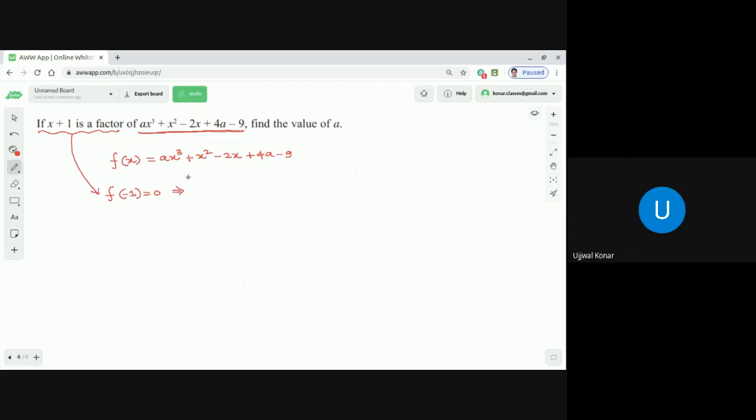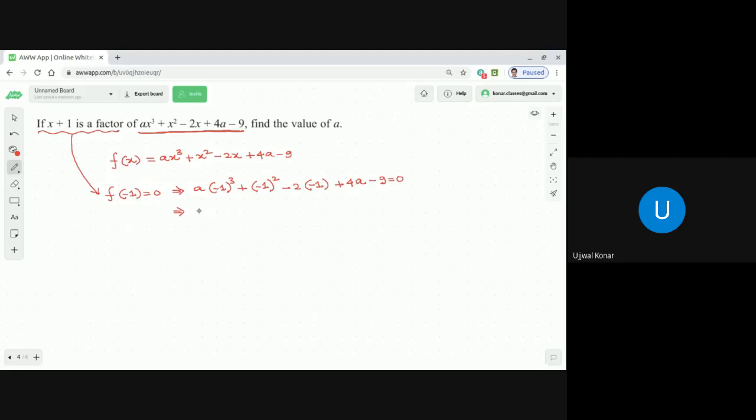That means instead of x, you should write minus 1. a into minus 1 whole cube, let me write elaborately, plus minus 1 whole square minus 2 into minus 1 plus 4a minus 9 equal to 0. All of you agree with me? Manishika, absolutely clear? Yes, sir.